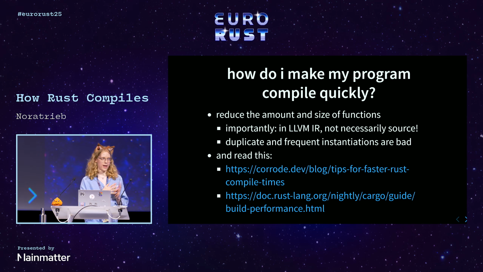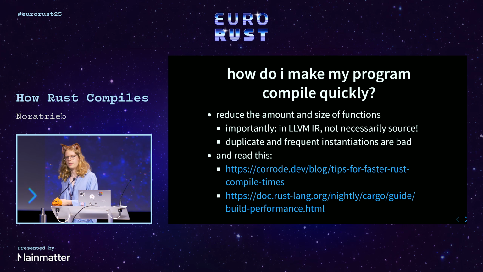What if you want your programs to compile quickly on the other hand? As far as the source code is concerned, we want fewer functions and fewer instantiations. In LLVM IR, of course. In the source, it doesn't matter as much. This means that inline attributes and generics can really hurt compile times.